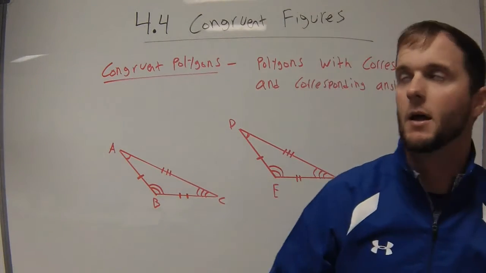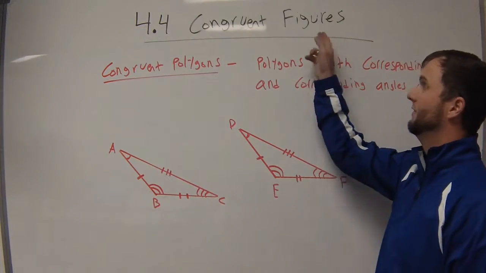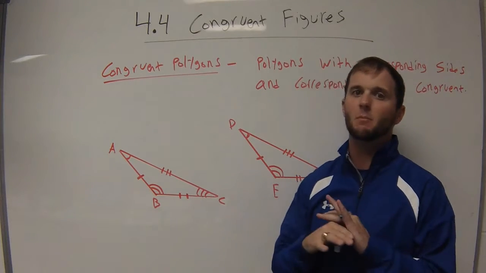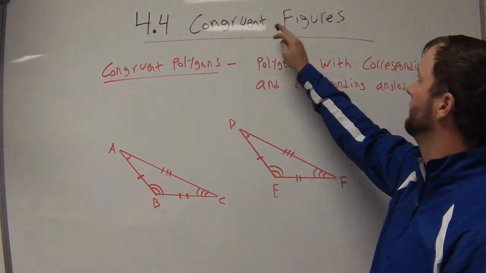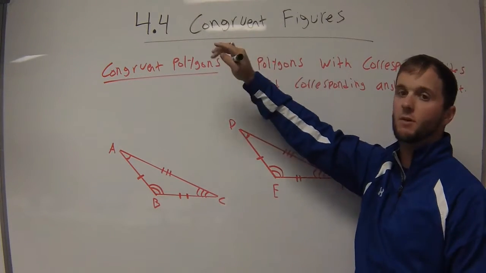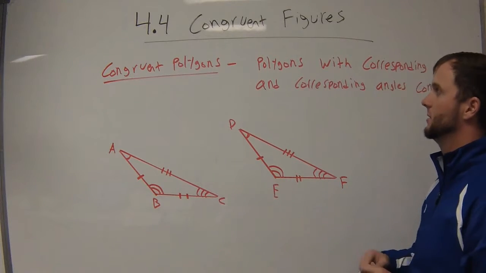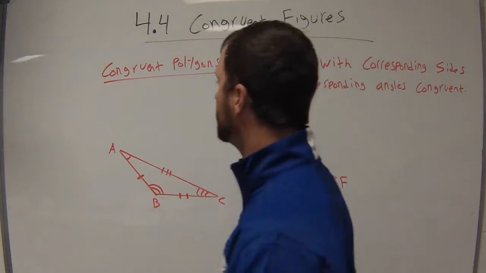How's it going? Today we are starting 4.4 Congruent Figures, which I told you guys was going to be a unit over nothing but triangles. Triangles this, triangles that. So, 4.4 Congruent Figures. We know the definition of congruent means they're basically equal, they're the same thing. To start off, we're going to read the definition of congruent polygons.